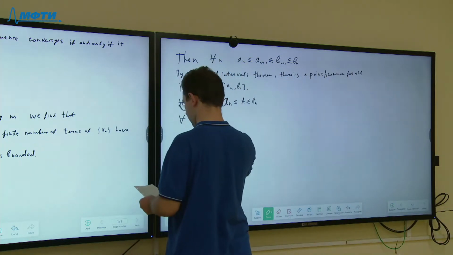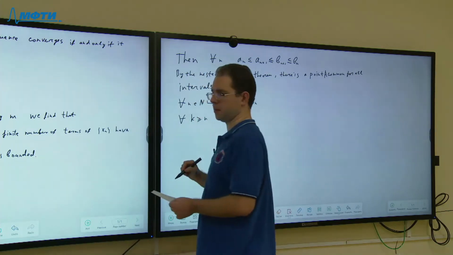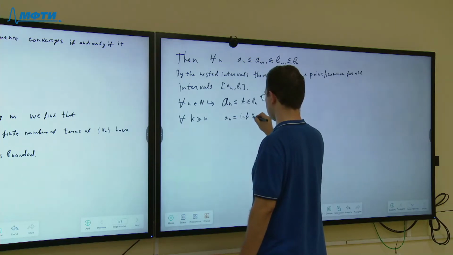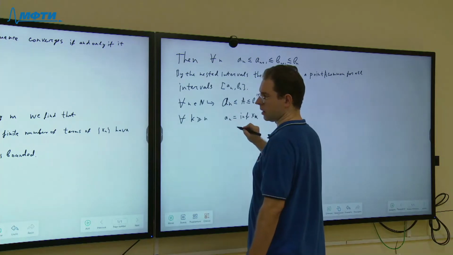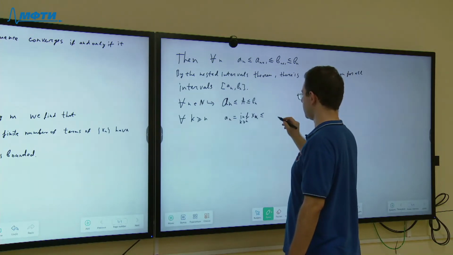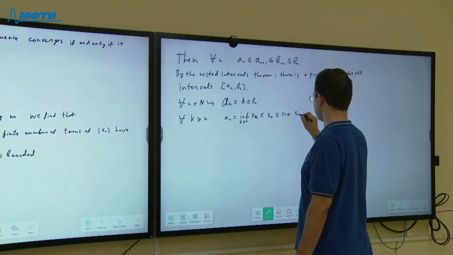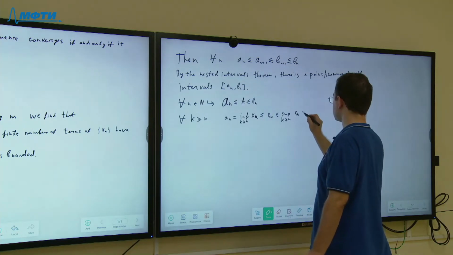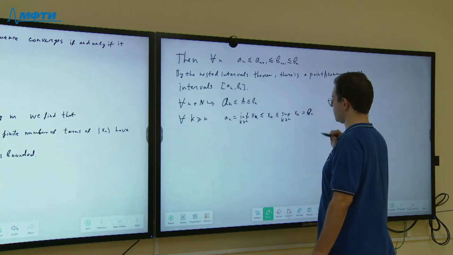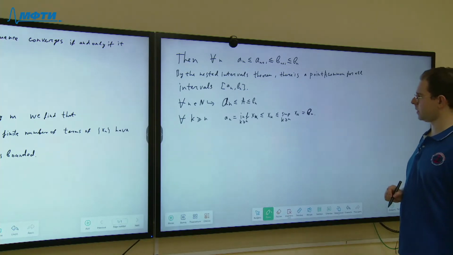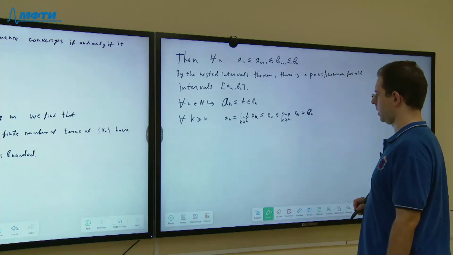Then for any k greater than some specific number n, we have an, which is an infimum of xk, k greater than n, should be less or equal than xk, less or equal than supremum of xk, strictly equal bn. Okay, very well.